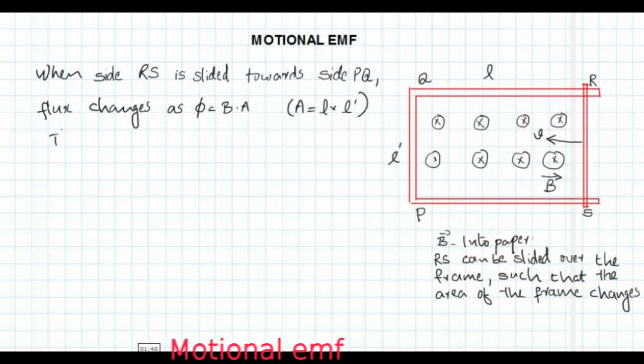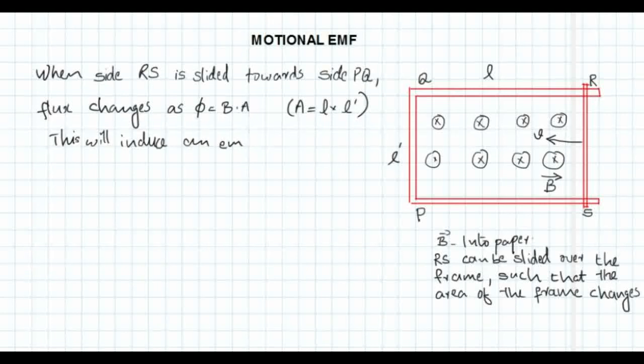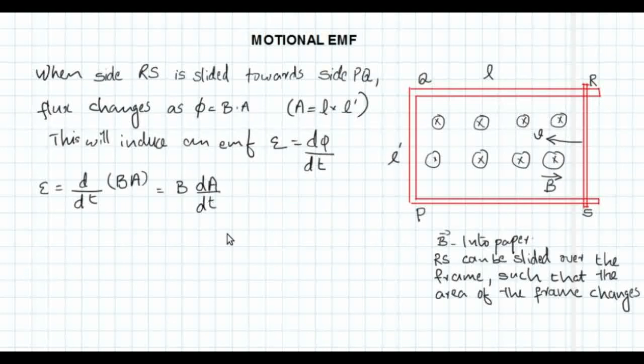Now this will induce an EMF in this conductor RS, and that induced EMF is given by E is equal to d phi by dt. And what is phi? Phi is equal to B dot A. Therefore we can write E is equal to d by dt of B A. And here the strength of the magnetic field is a constant. Therefore this can be rewritten as B into dA by dt, because it is the area which is changing, right?